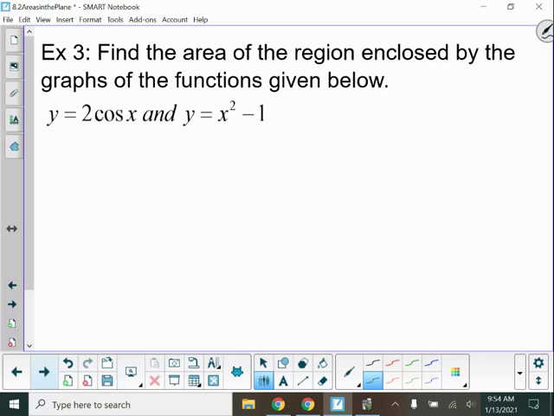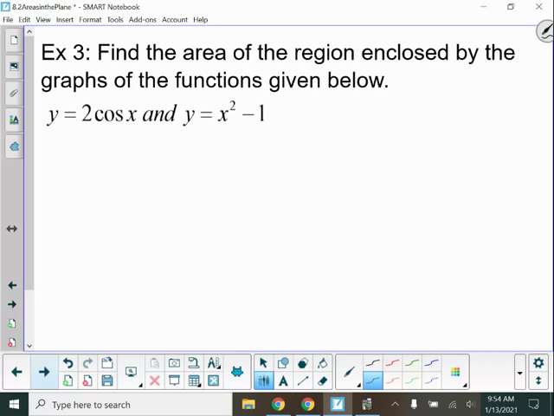So example 3, and this one brings up another way that we can possibly use these, and I've seen this type of question appear in the AP exam in the calculator section. We're going to be using the calculator on this one. It says find the area of the region enclosed by the graphs of the functions given below. So y equals 2 cosine of x and y equals x squared minus 1.